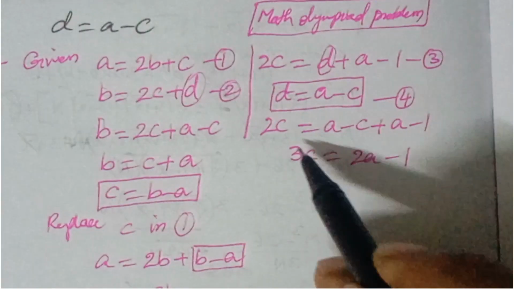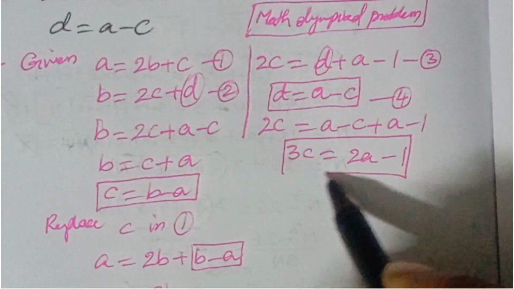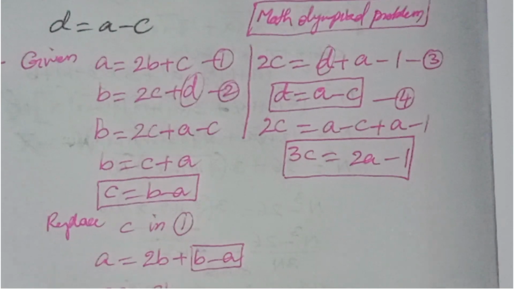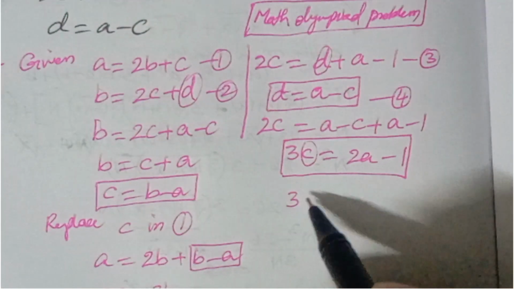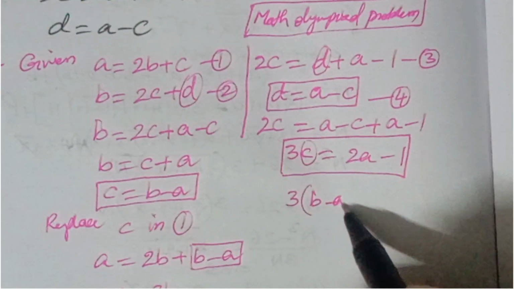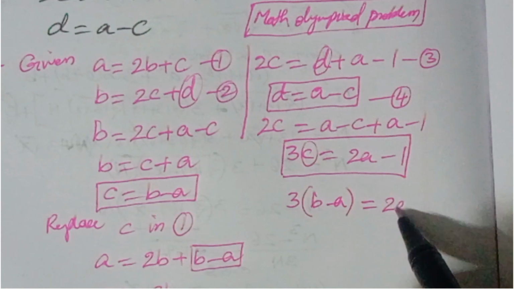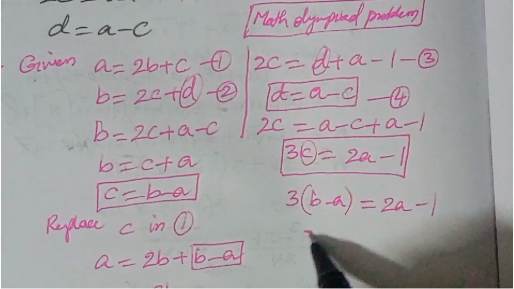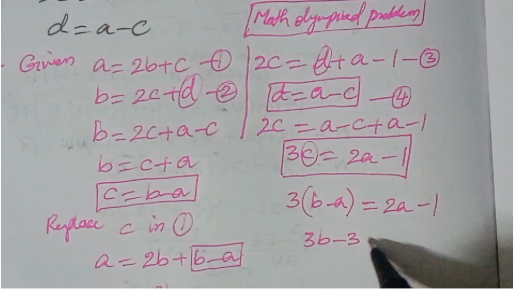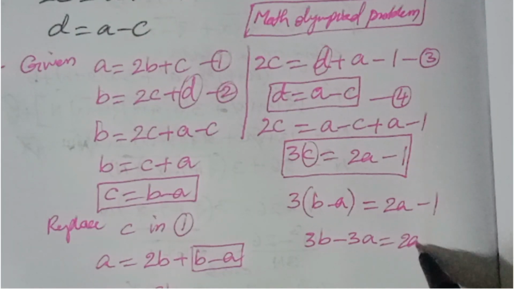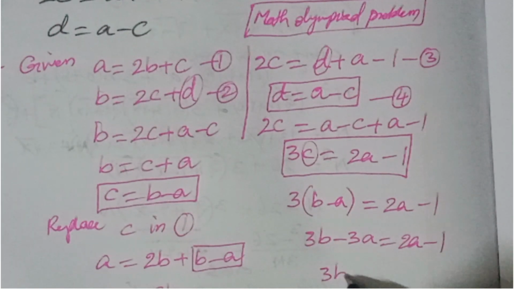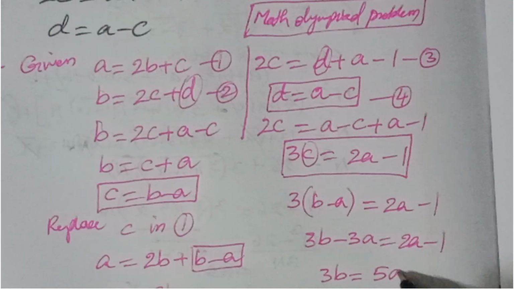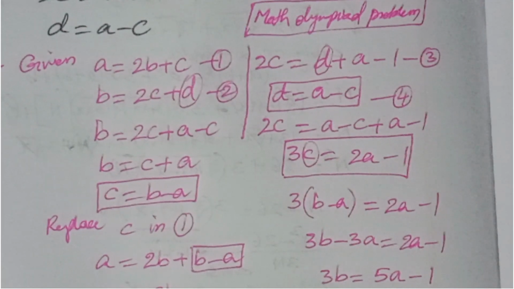Now in this, replace the c value. c is equal to b minus a, so 3c is 3b minus 3a, which is equal to 2a minus 1. So here 3b is equal to 5a minus 1.